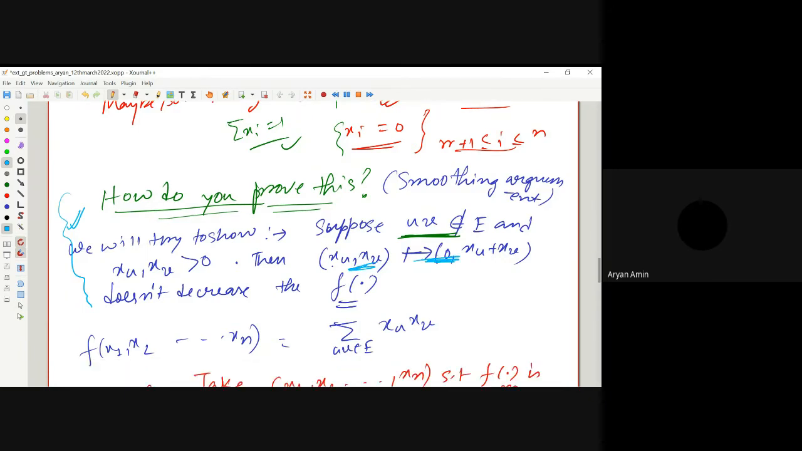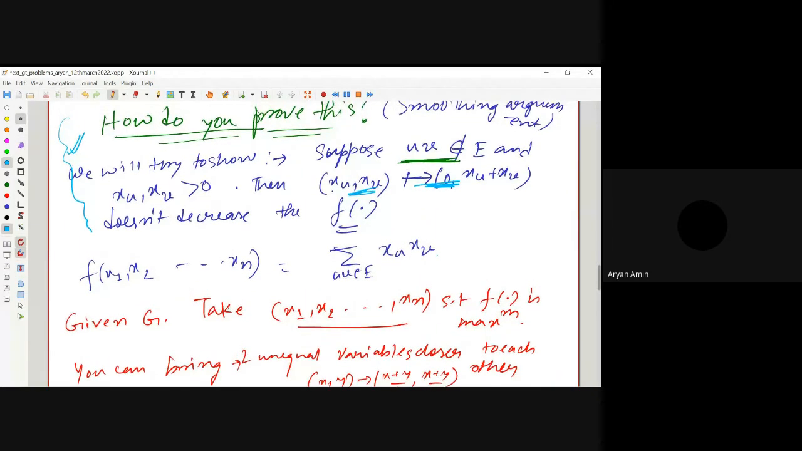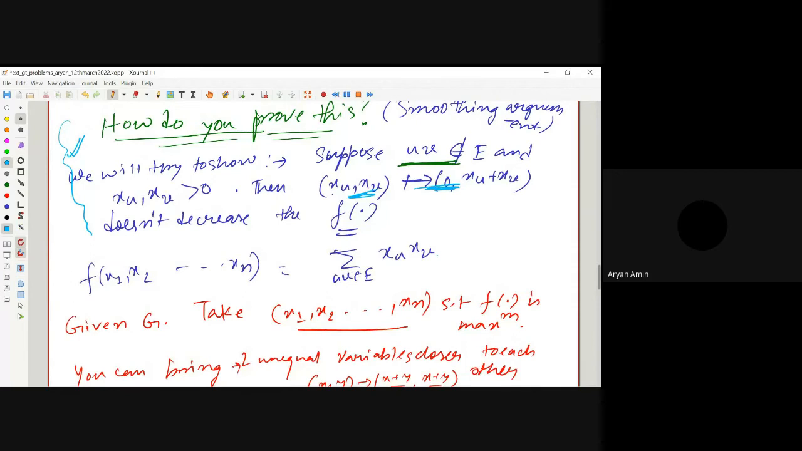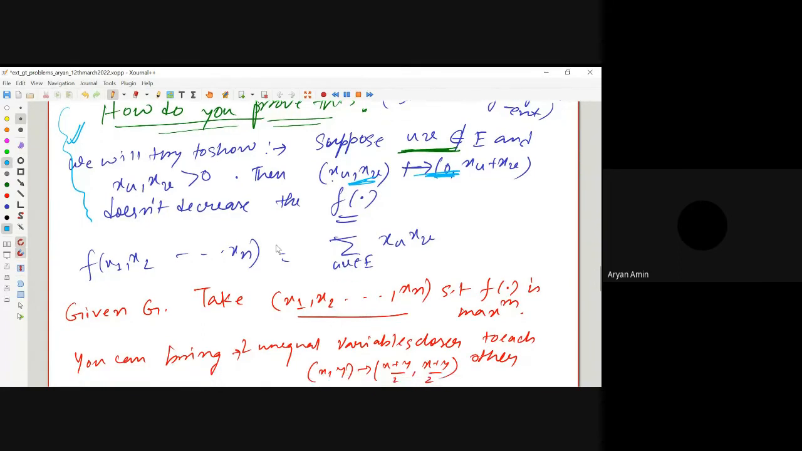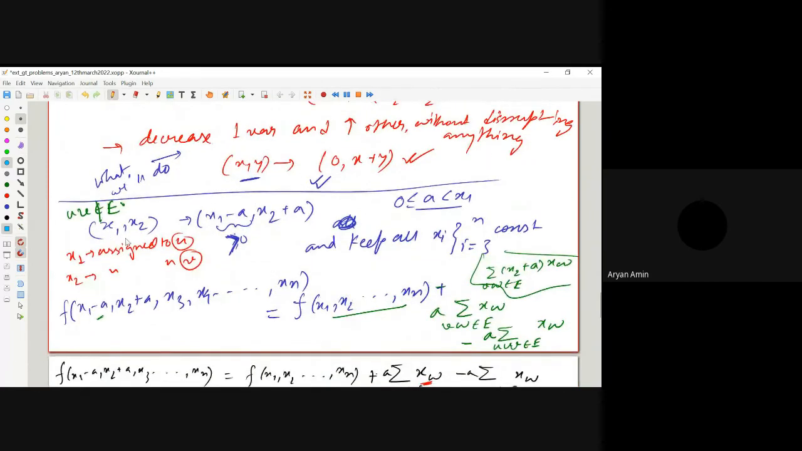When you write it out, one way to do this is you start with a maximal x1, x2 up till xn, and you have to show that it doesn't decrease, it's just equal, because you can't go above the maximal value. So you have to show that if x1, x2 up till xn achieves maximal, then you can do a move of the form (xu, xv) goes to (0, xu plus xv), such that the value stays the same. We assume that x1 represented vertex u and x2 represented vertex v.